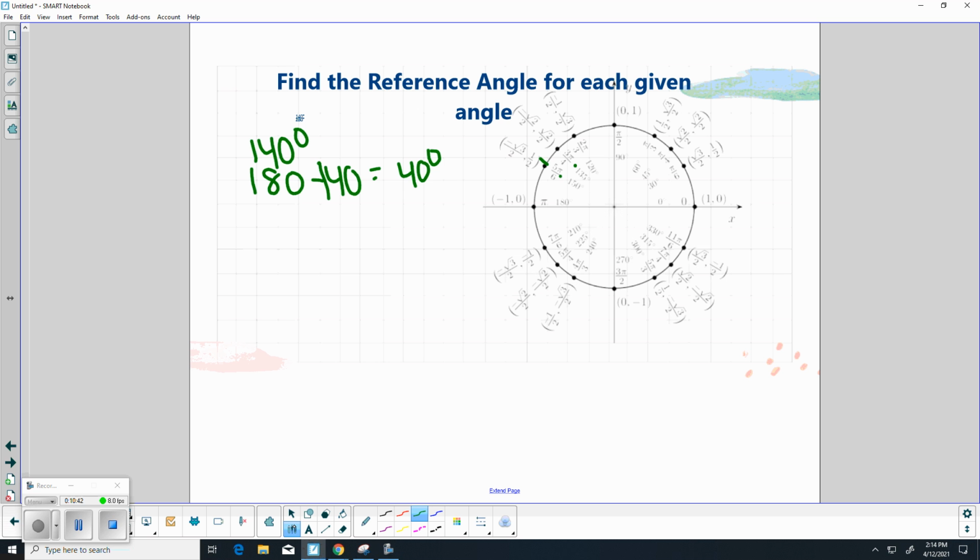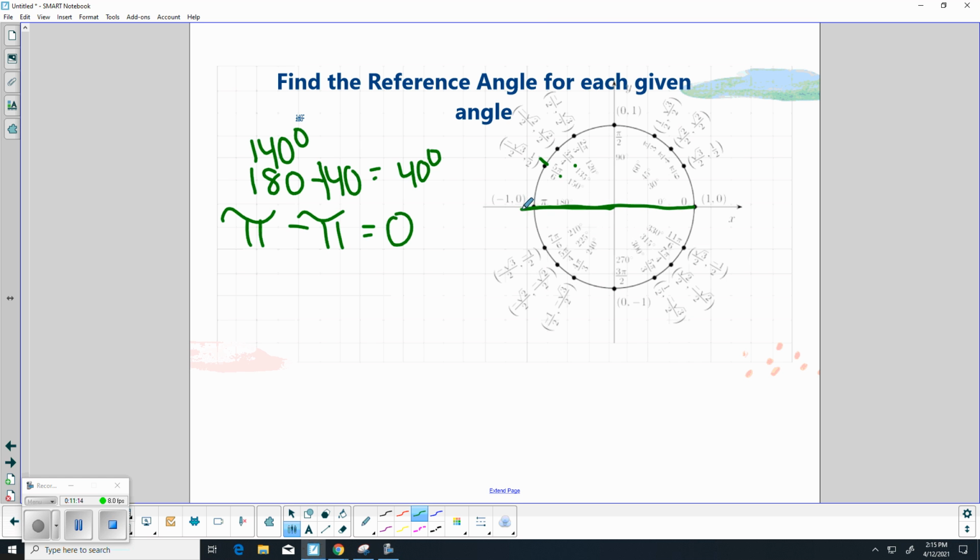So let's do pi. Pi is right here. So we could subtract pi from pi and get 0. And that makes sense, right? Because the reference angle is the distance between the x-axis and the last side of the angle. Well, 180, this is our angle. Our angle ends on the x-axis, so that makes sense.